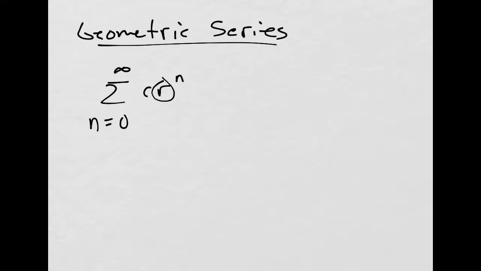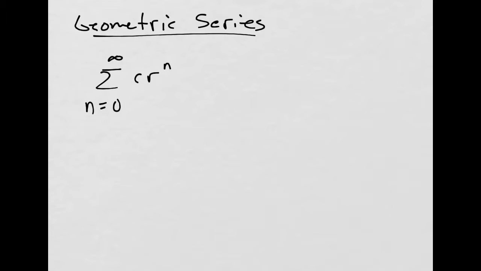the n power. This is called the common ratio. This is just a coefficient, some c value, and we have the exponent. So this is actually going to converge, and we have a specific formula.